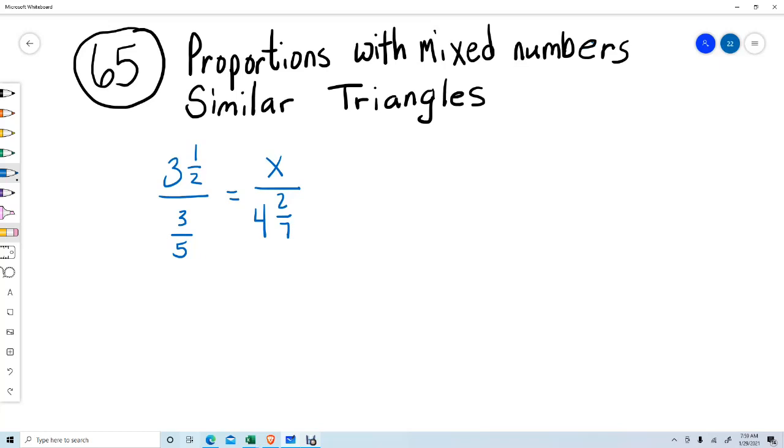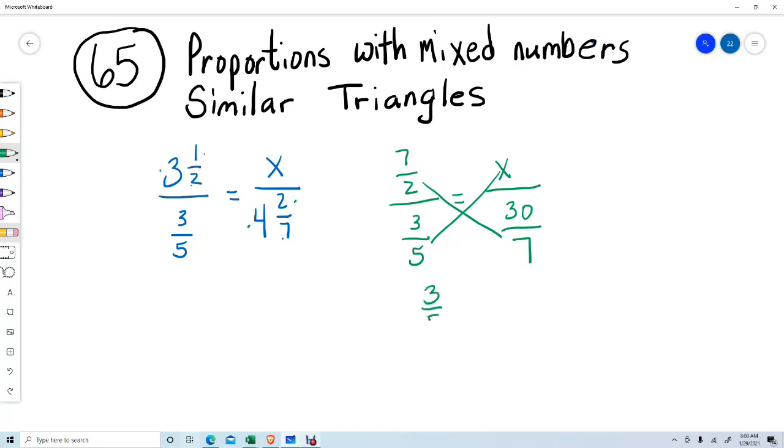So let's convert this. 3 1/2. 3 times 2 is 6, plus 1 is 7, over my same denominator, 2. Over 3/5 equals x over 4 2/7. 4 times 7 is 28, plus 2 is 30, over my same denominator, 7. Now I can just go ahead and cross multiply. Once again, I want to put my x on the left-hand side, so I'll start with that. 3/5 x equals 7/2 times 30 over 7.